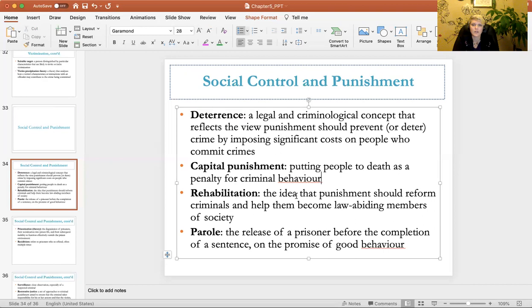The idea of rehabilitation, though, is that whatever punishment is used, it is aimed towards reform of criminals into socially law-abiding members of society, and that is a much better model, I would suggest, than any of these harsh punishments like life imprisonment or capital punishment. Parole is a term that simply means that a prisoner is released before the completion of their sentence because they have demonstrated good behavior and promised to continue their good behavior.